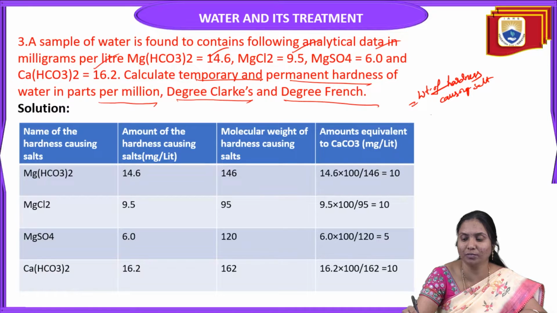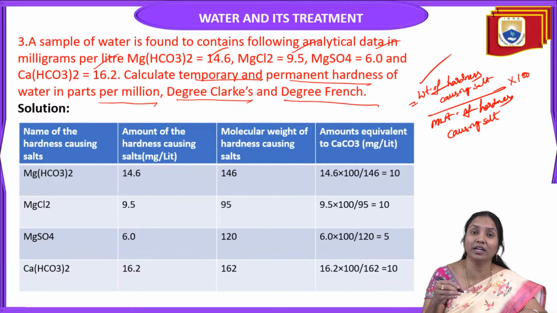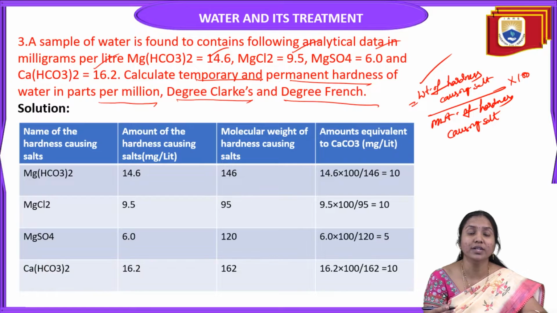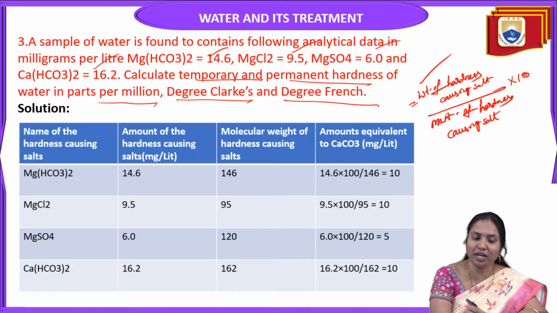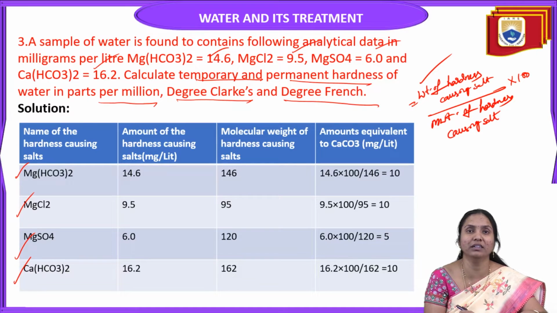Weight of hardness causing salt by molecular weight of hardness causing salt into 100. So by using this formula we can convert all the hardness causing salts into equivalent of CaCO3. So what are the hardness causing salts present in the given water? Magnesium bicarbonate, magnesium chloride, magnesium sulfate, and calcium bicarbonate are present in that water. So how much of these hardness causing salts is present in that water?